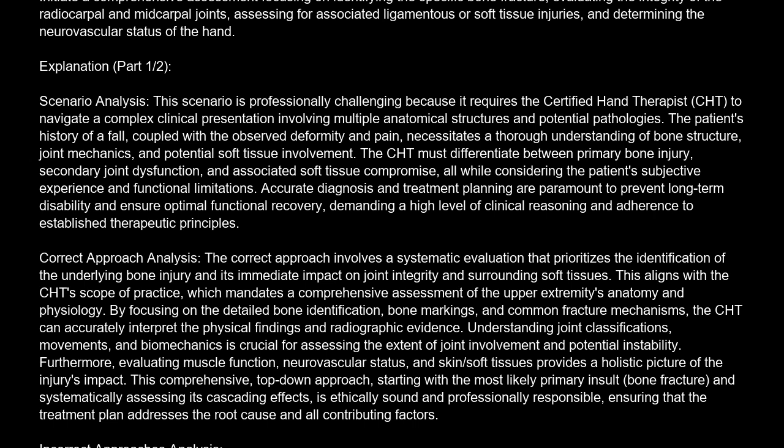The patient's history of a fall, coupled with the observed deformity and pain, necessitates a thorough understanding of bone structure, joint mechanics, and potential soft tissue involvement. The CHT must differentiate between primary bone injury, secondary joint dysfunction, and associated soft tissue compromise, all while considering the patient's subjective experience and functional limitations. Accurate diagnosis and treatment planning are paramount to prevent long-term disability and ensure optimal functional recovery, demanding a high level of clinical reasoning and adherence to established therapeutic principles.